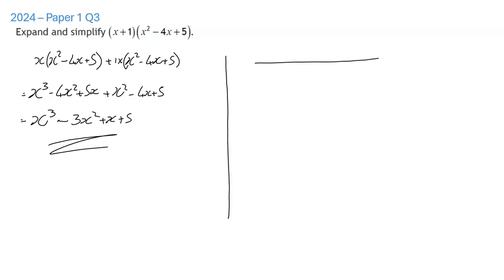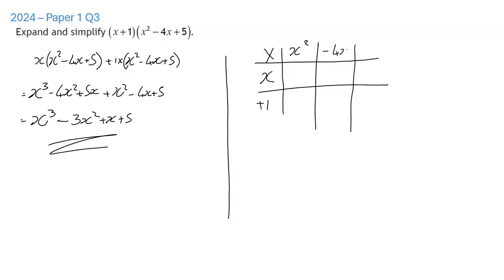I could use a table for this method as well if I wanted. Column, I would put the linear bracket, so x and a plus 1 there, and across the top row, I'd put the quadratic bracket. So I'd have x squared minus 4x plus 5. Do not forget to take those signs in with it. Let's deal with the signs as early as we can and avoid complications.